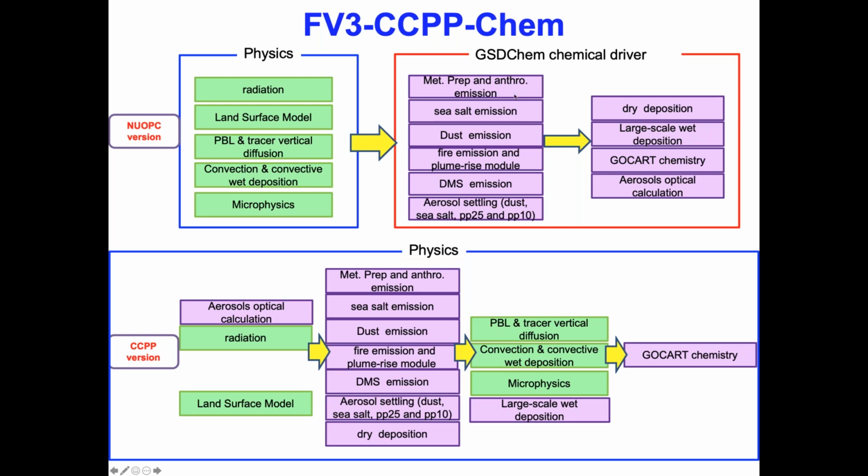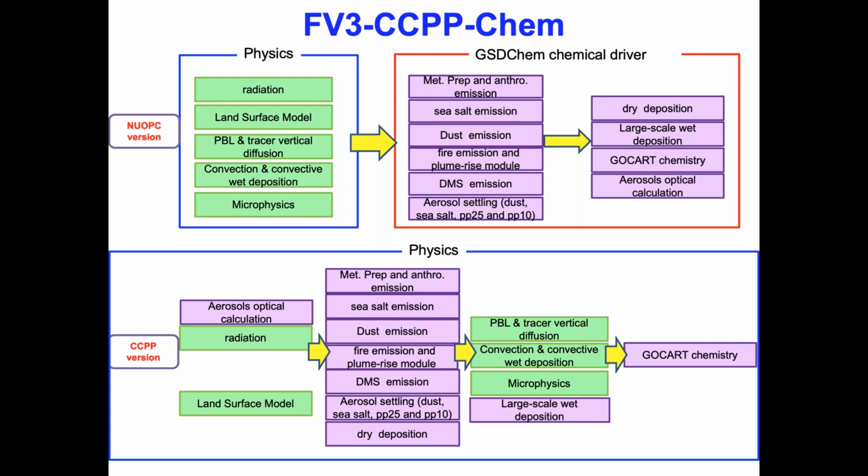And in the GEOS-Chem, it will calculate online emission for sea salt and dust, and also do the dry deposition, large-scale wet deposition, chemical reactions, and also the aerosol optical depth. All the chemistry-related parts are controlled by the chemical driver here. However, considering the interactive and strongly coupled nature of chemistry and physics, it may be better to call the atmospheric composition modules directly from inside the physics suite.